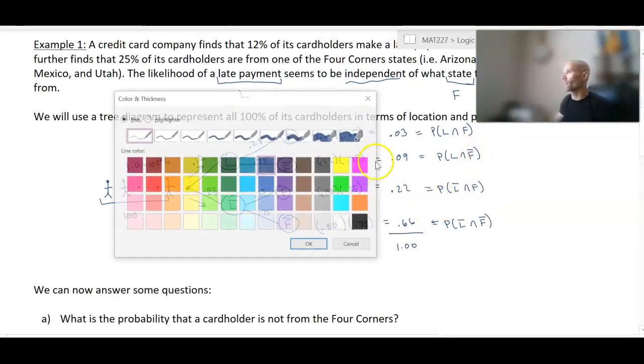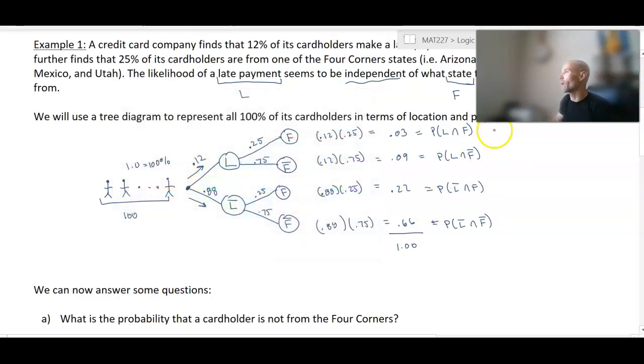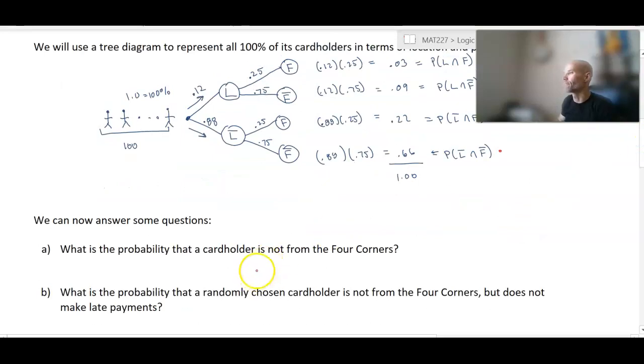Now, you could also gather that from the end branches here. You just have to ask yourself, are these three people, 0.03, not from four corners? Well, these 3% of people are from the four corners. These 9% are not, so we want to include those guys. These guys are from four corners, these guys are not. So notice that if we add those together, the 0.09 plus the 0.66, what do we get? Well, not surprisingly, we get 0.75. That's just the probability that you're not from four corners, which we already knew to begin with, but notice that we could actually grab that data from our tree.